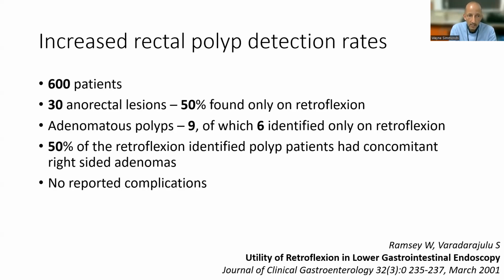Of the 30 lesions, adenomatous polyps counted 9, and 6 of those 9 were found only on retroflexion. And what they also mentioned was that 50% of these retroflexion-identified polyps had right-sided adenomas. So it was definitely relevant in terms of the therapeutic interventions of these patients. And then they noted that there were no reported complications. Interestingly, none of the lesions found only on retroflexion were neoplastic.